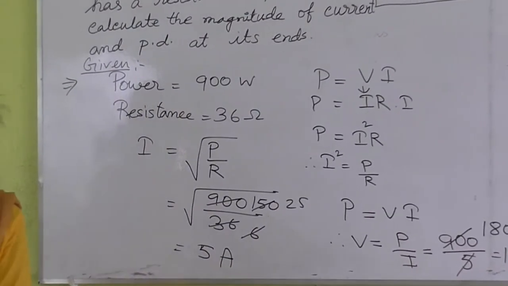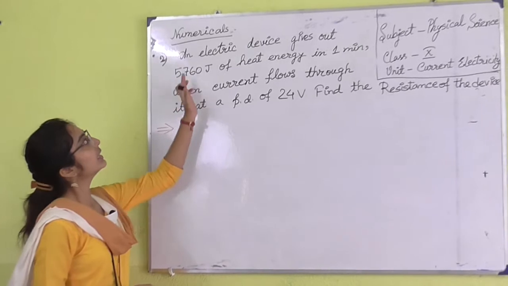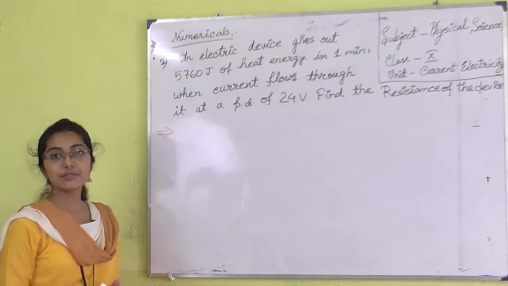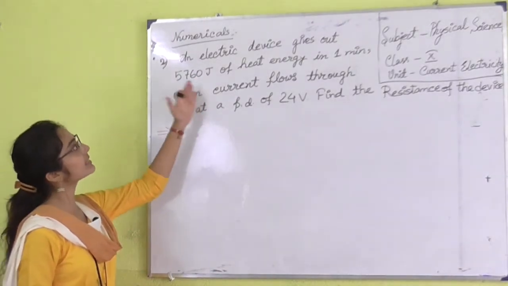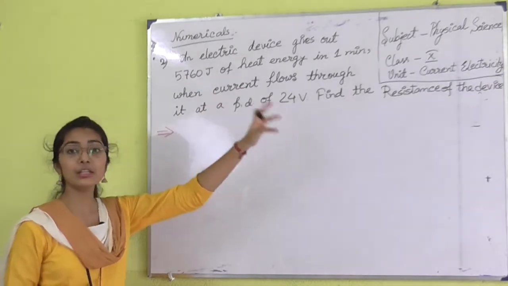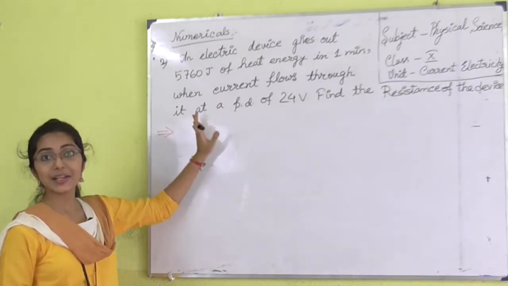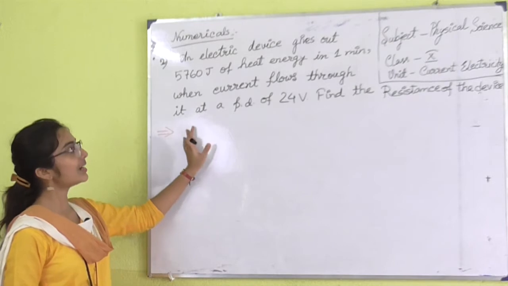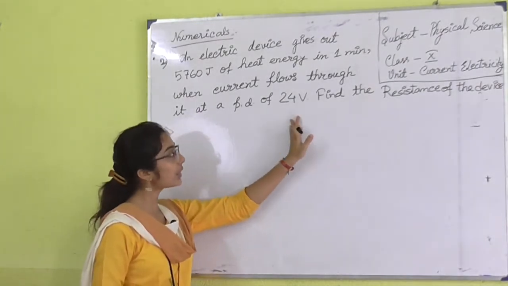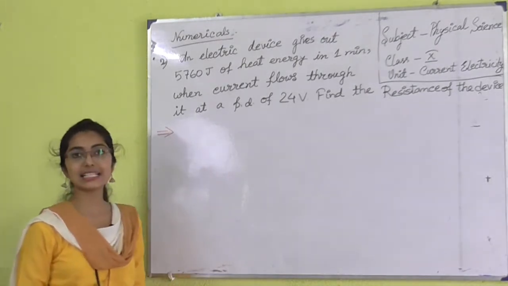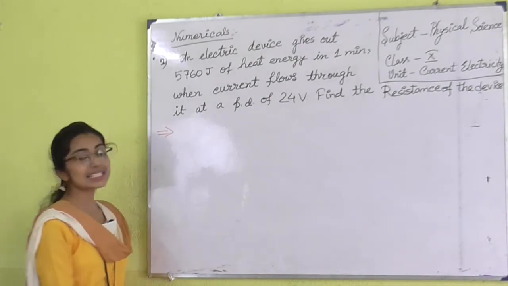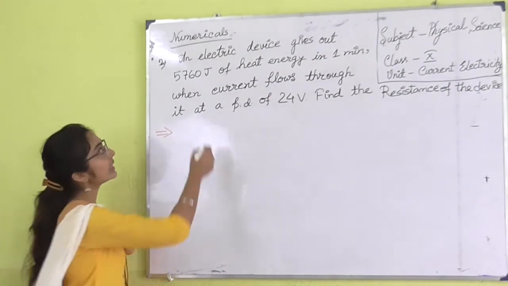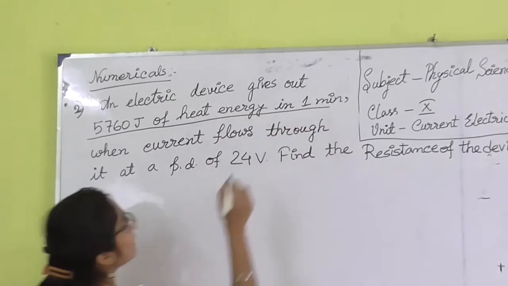Okay. Second numerical problem: an electrical device gives out 5760 joule of heat energy in 1 minute when current flows through it at a potential difference of 24 volt. Find the resistance of the device. Now, you can see that the power is not given here. The exact power is not given here.